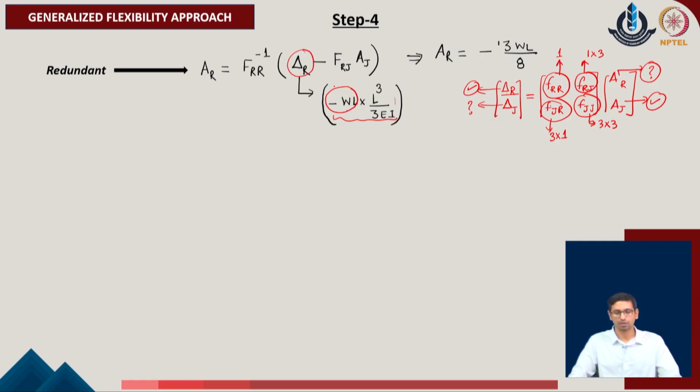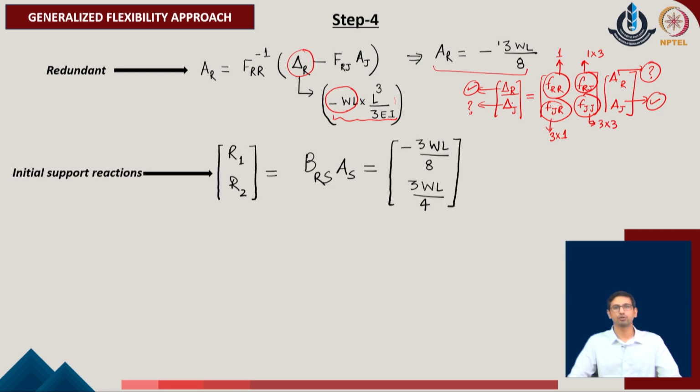And once we solve this given problem, we get the A of r, the unknown redundant value of the given system. Now, this redundant value is not the final value, we need to further modify it with respect to the external load system. So, now we evaluate the reactions of the given system R 1 and R 2, which are also calculated with respect to the reaction transformation matrix into A of s, which are the structural system. So, these are the initial support reaction values.